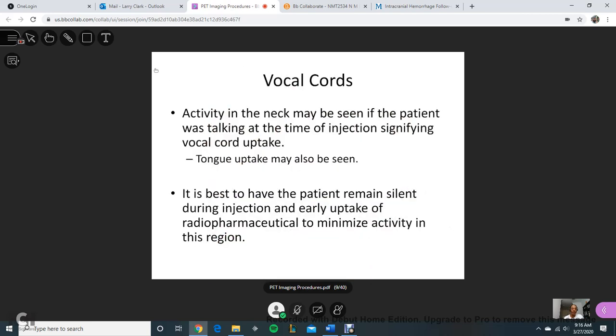All right, so now we have vocal cords. Activity in the neck may be seen if the patient was talking at the time of the injection, signifying vocal cord uptake. The tongue uptake may also be seen. It is best to have the patient remain silent during injection and early uptake of radiopharmaceutical to minimize activity in this region. So remember, your patients have to be straight quiet.